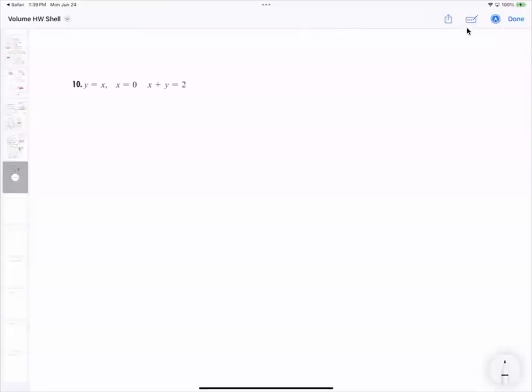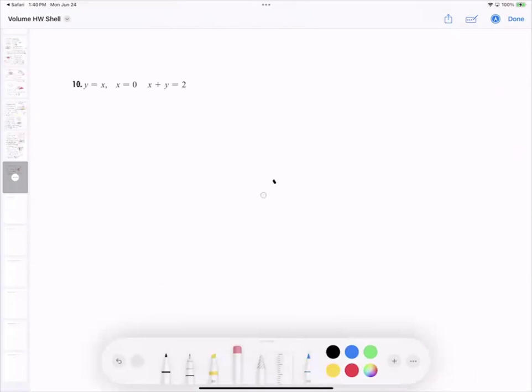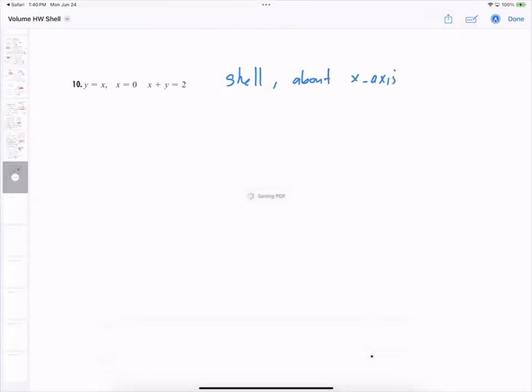In this question, we want to take this object and rotate it about the x-axis and apply the shell method. So shell method, rotation about the x-axis. Very good. So how do you visualize this?